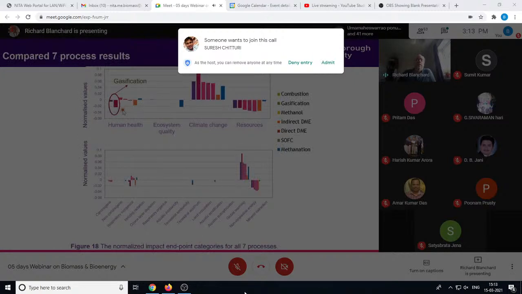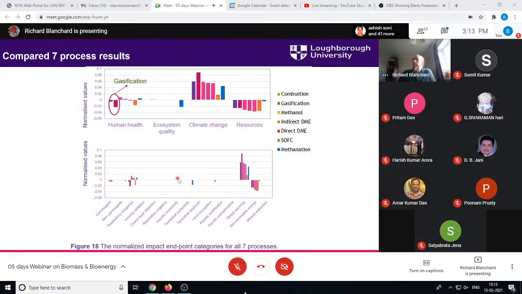Okay. In fact, gasification is seen to be the least harmful to human health. For ecosystem quality, there's not a lot going on here, and you can see in the middle a real absence of effects on the ecosystems, but it's seen that methanation appears to have the least impact and benefits to the ecosystems.